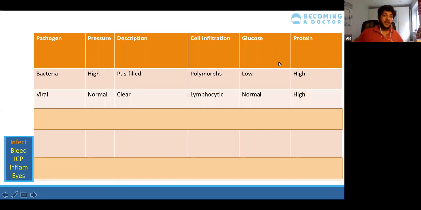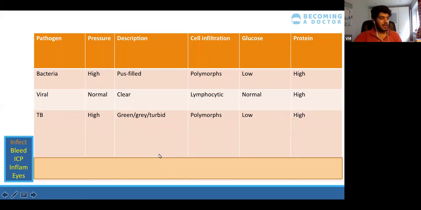Viral meningitis. Viral meningitis is generally rarer than bacterial meningitis, not because there's less prevalence of it, but because it's less picked up. The symptoms of viral meningitis don't tend to be as severe as bacterial meningitis, so they don't tend to present to hospital as much. However, in the lumbar puncture findings, the infiltration of the CSF will be lymphocytic, so lymphocytes will be infiltrating the CSF. The description will be clear, and the glucose level will be normal. Viruses don't love sugar, remember that.